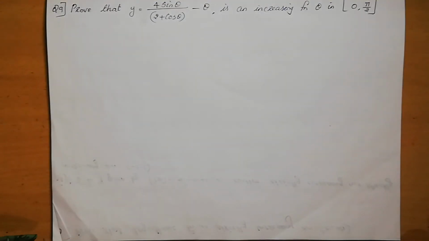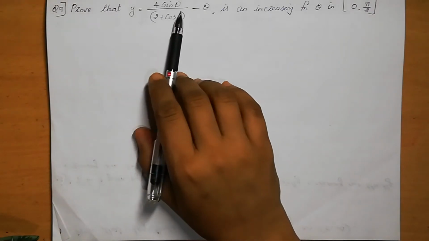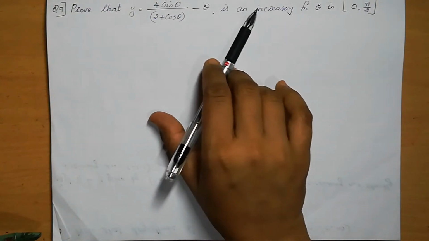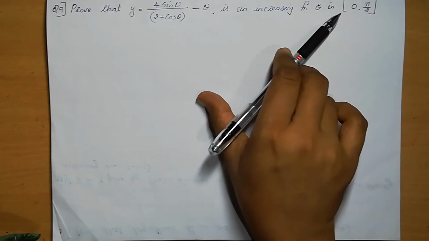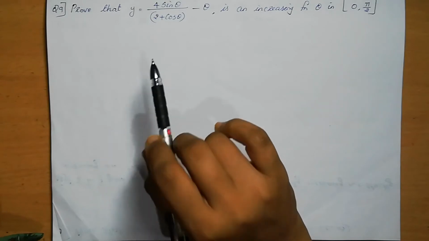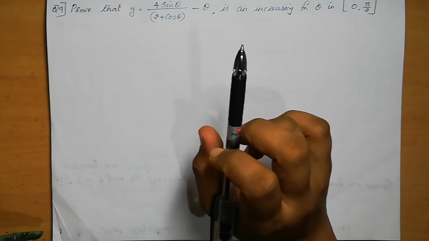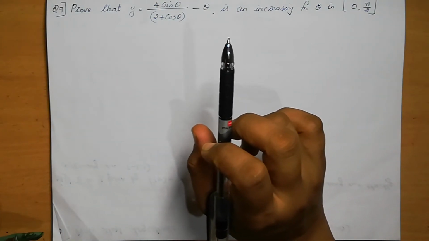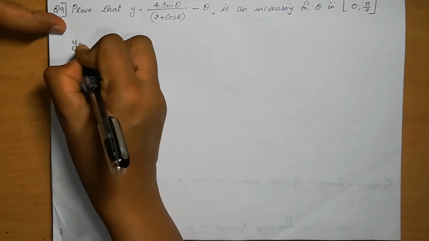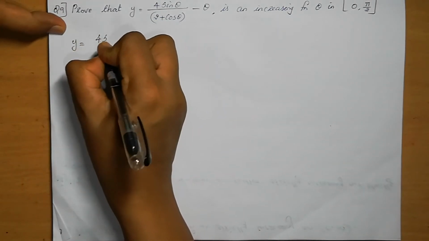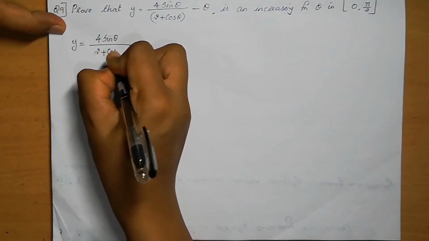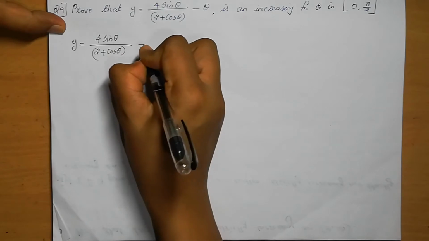Question number 9. Prove that y equal to 4 sin theta by 2 plus cos theta, minus theta, is an increasing function of theta in the closed interval 0 to pi by 2. In this interval the function is an increasing function, we need to prove. That means dy by dx is greater than 0, we need to prove, right? So the value of y equal to 4 sin theta by 2 plus cos theta minus theta.